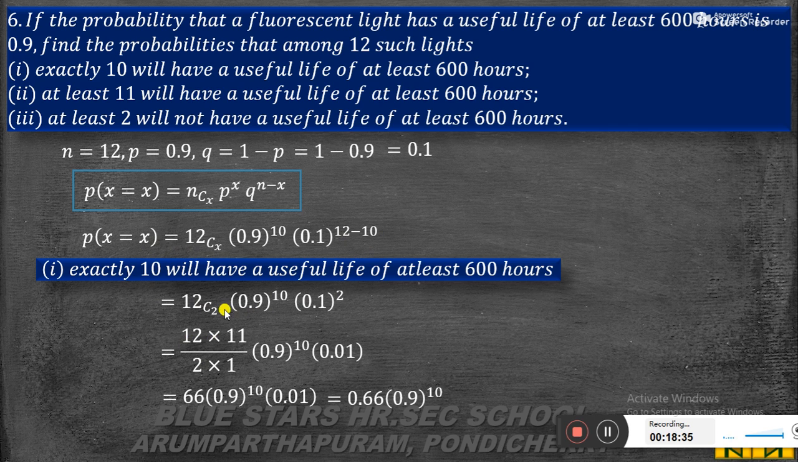In the next step, 12C2 means 12 into 11 by 2 into 1, 0.9 whole power 10, and 0.1 whole square means 0.01. Next I multiply: 12 divided by 2 is 6, and 6 into 11 is 66. So 66 into 0.01 gives 0.66, and the answer is 0.66 into 0.9 whole power 10. This is the probability answer for exactly 10 lights having at least 600 hours.